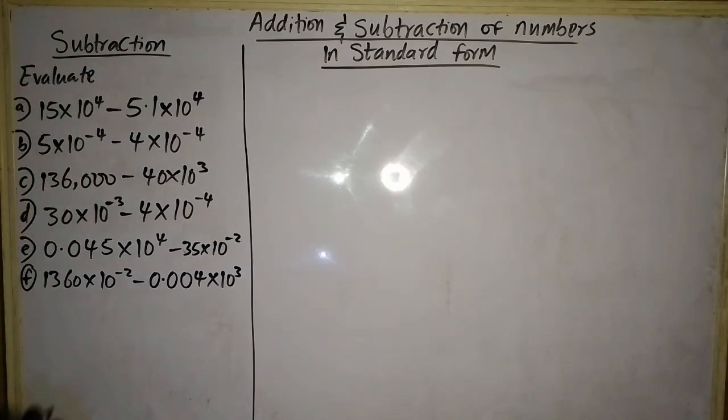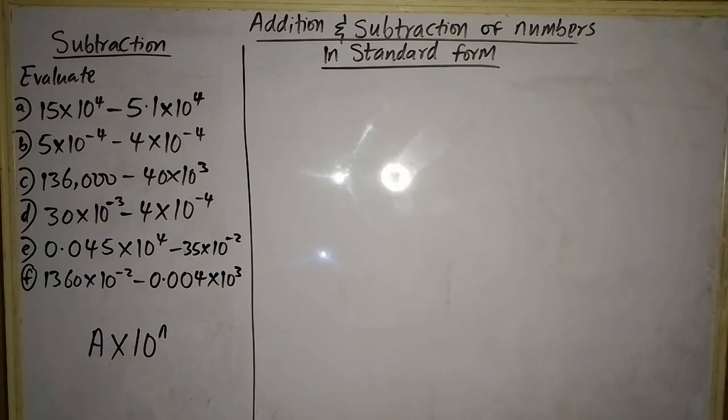For you to express a number in standard form, we say a, which is the coefficient, times 10 raised to power n. And if you want to express a number in standard form, your coefficient, which is your a, should be greater than or equal to 1 and less than 10. It should not be more than 10. So that's how to express a number in standard form.